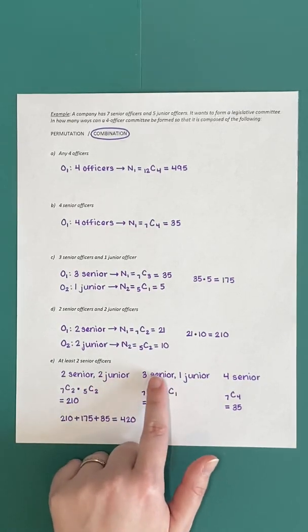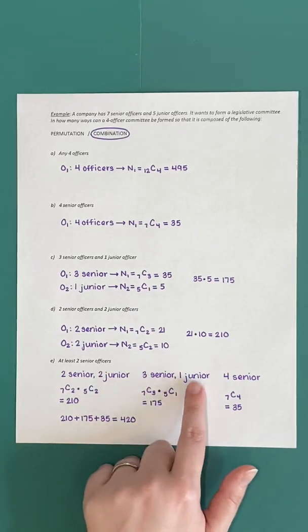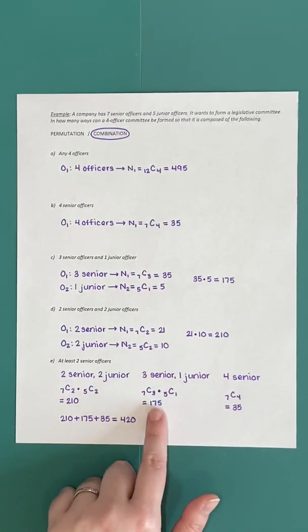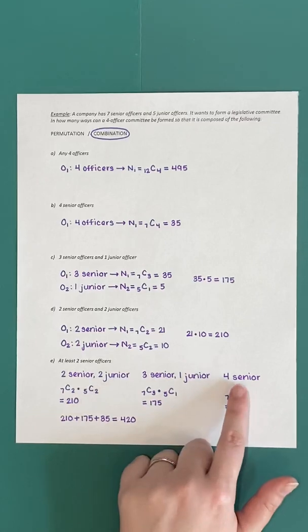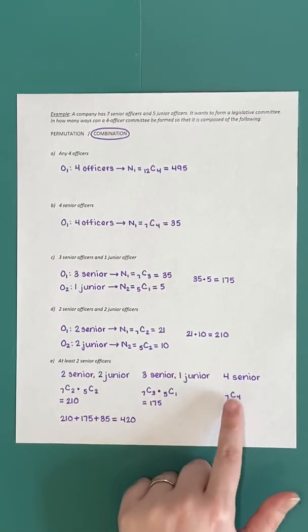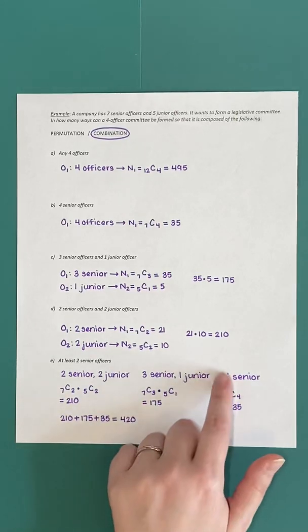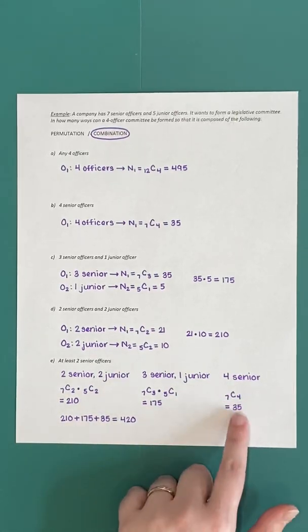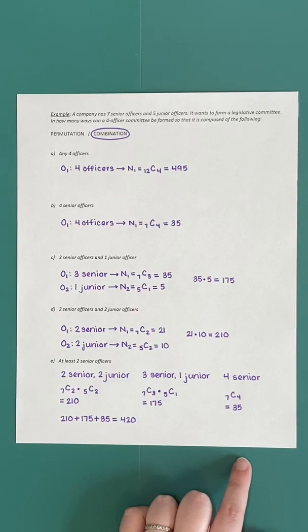Operation 1, choose 3 out of the 7. Operation 2, choose 1 out of the 5. Same idea, multiply those together. And then for the last one, because there's only one choice to make, we only have one option for our combination. So we're choosing 4 out of the 7 for a total of 35.